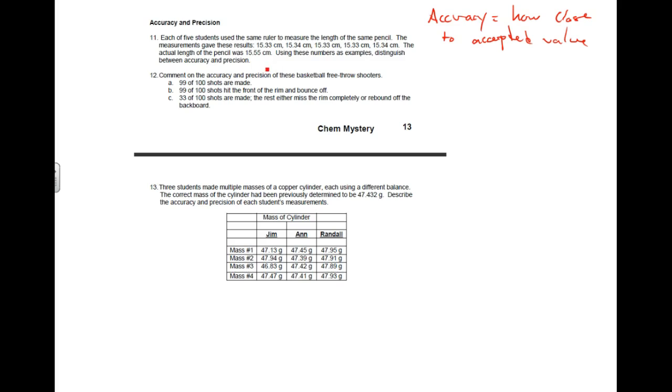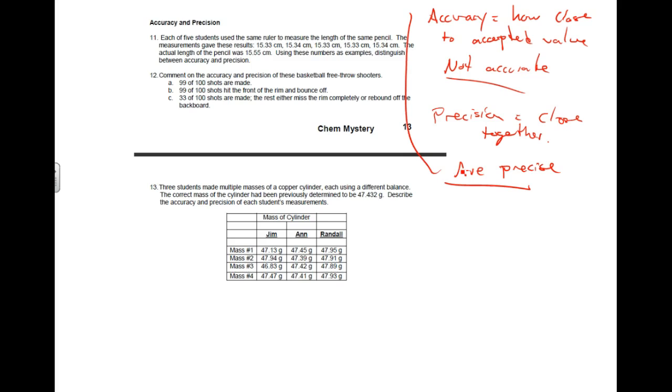The pencil is actually 15.5. So I would say they are not accurate. They're 2/10 of a centimeter off. I guess that's kind of close, but I mean, this is a pencil. It's not very hard to measure. All right, so they are not accurate, but precision means how close together. So I would say that they are precise.